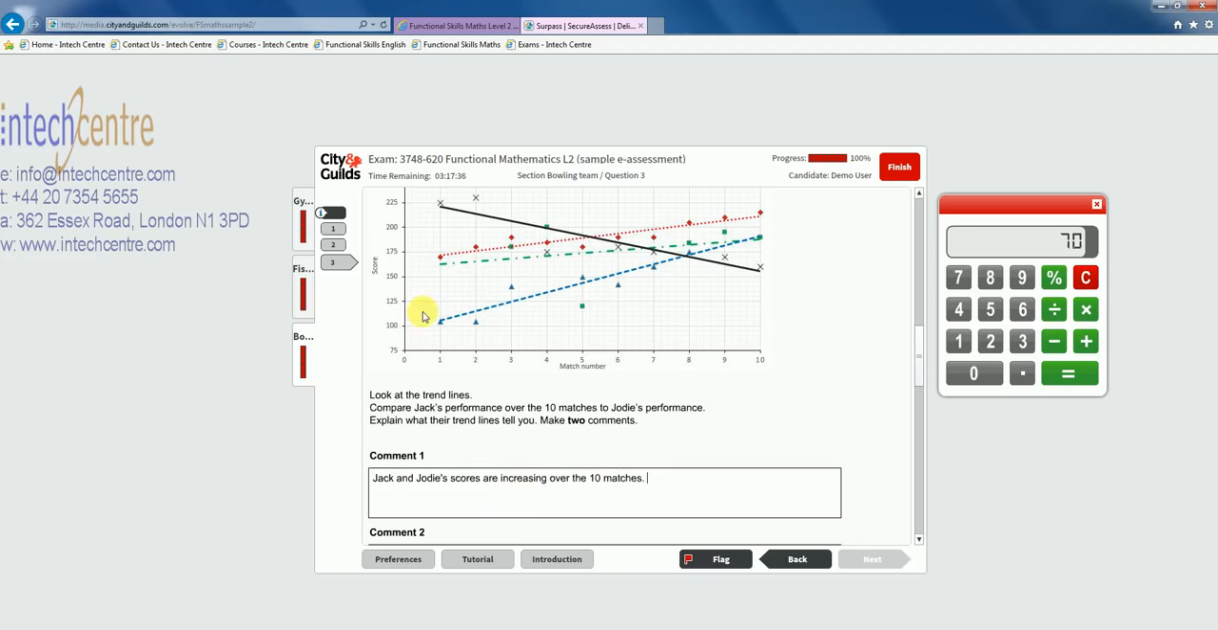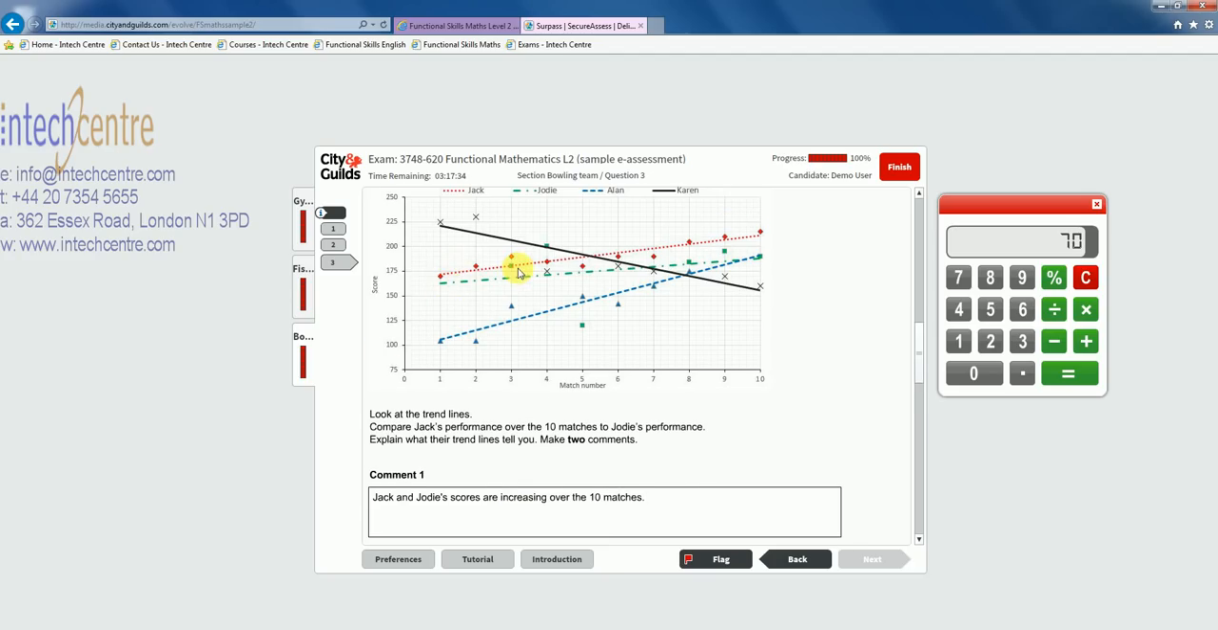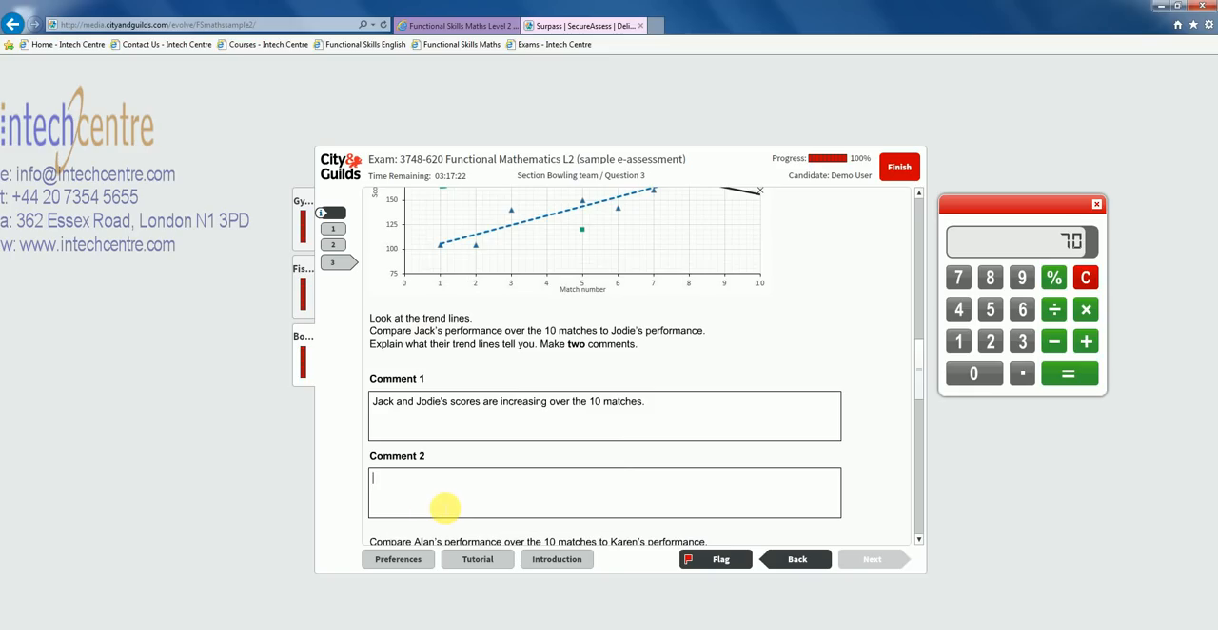You can see that Jack is actually scoring a little bit higher than Jodie. Only at one point I think Jodie scores higher, but the majority of the time his trend line, as you can see, is above Jodie. So you could make a comment about that. So Jack's scores are increasing at a higher rate.